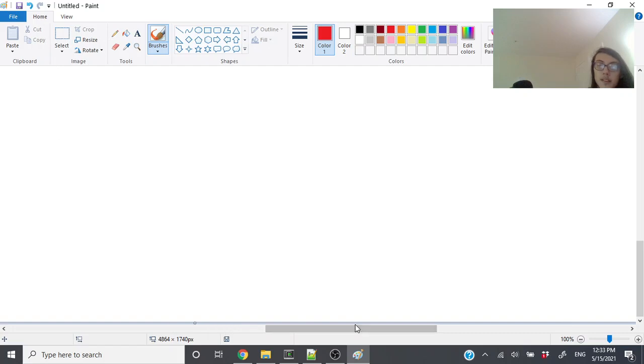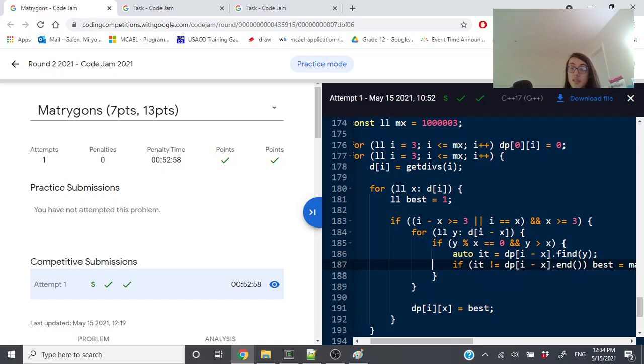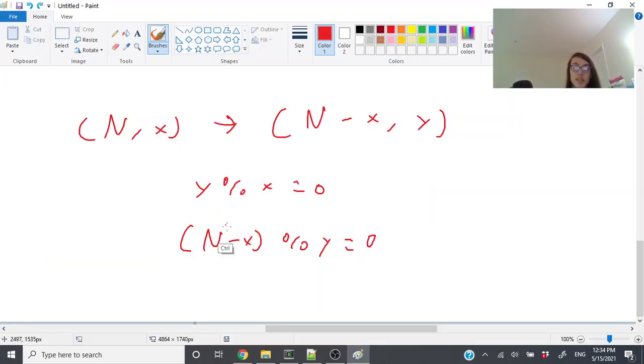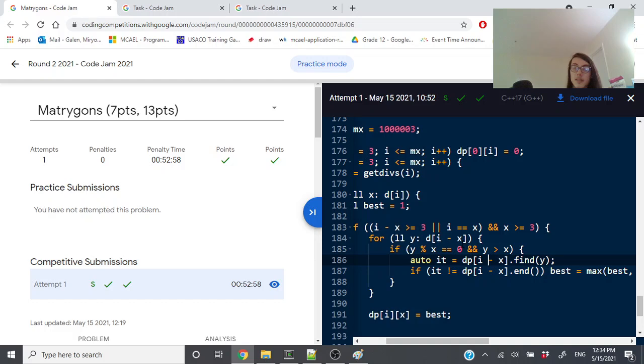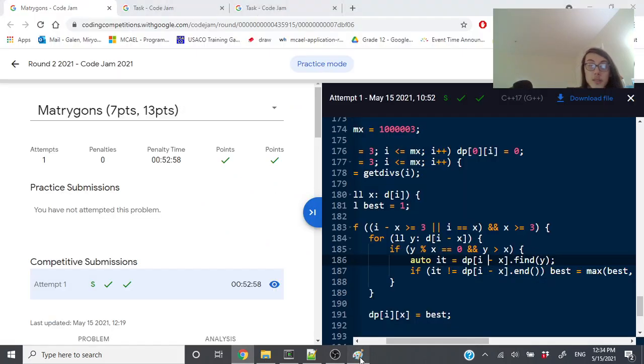Then now we're at the state nx. So we consider the other state n minus x and y, where y is some multiple of x, because y is the next polygon we use, and n minus x mod y is equal to 0. So simply we iterate over the divisors of n minus x, and it must be a divisor of x, and it must be greater than x because we can't use the same polygon multiple times.